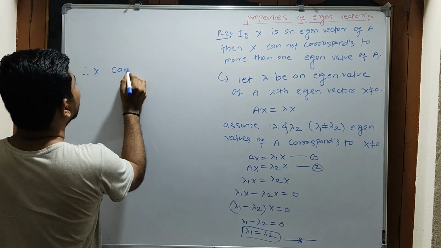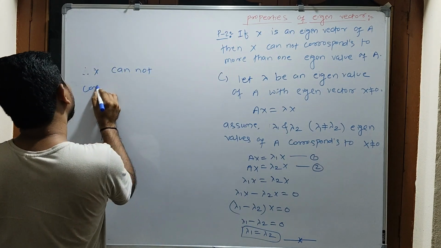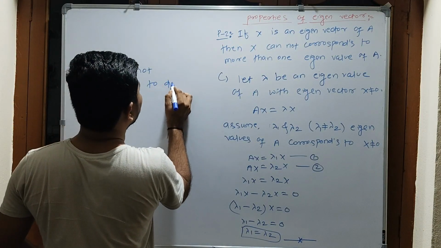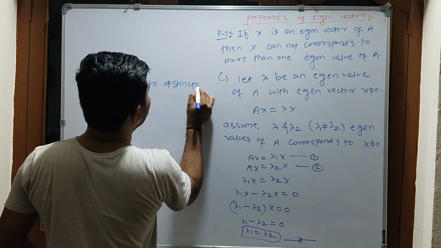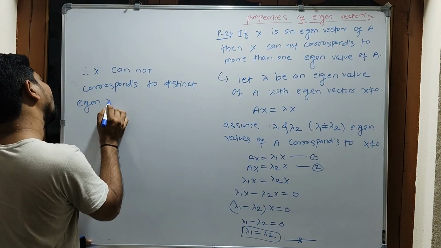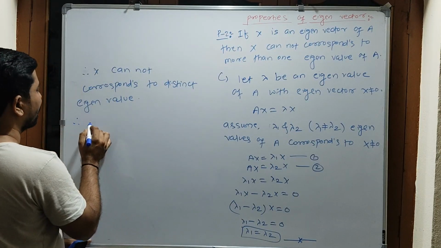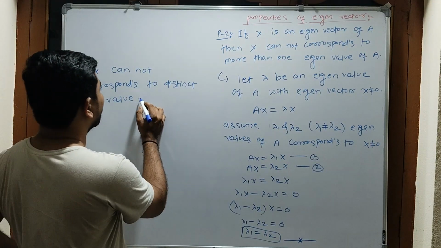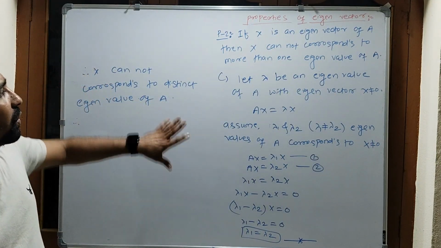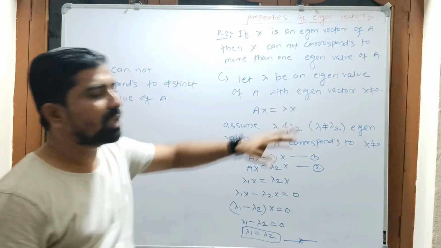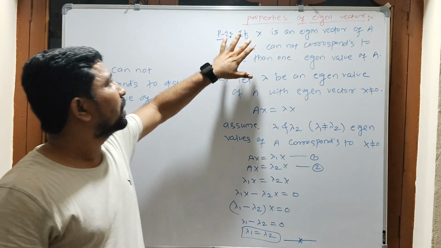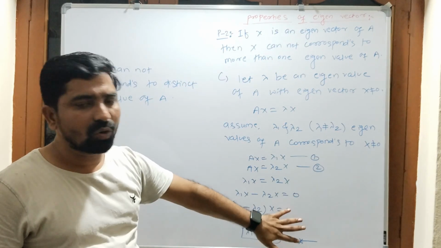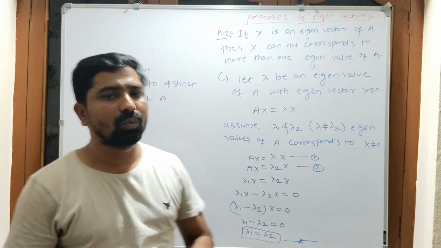Therefore, x cannot correspond to different or distinct eigenvalues. So this means that x cannot correspond to a distinct eigenvalue of matrix A. That's what we had to prove. This result says that if x is an eigenvector of A, x has a single eigenvalue corresponding to it. If at all you are taking two eigenvalues, let's say lambda 1 and lambda 2, those two eigenvalues must be the same. So that's what we had to prove.